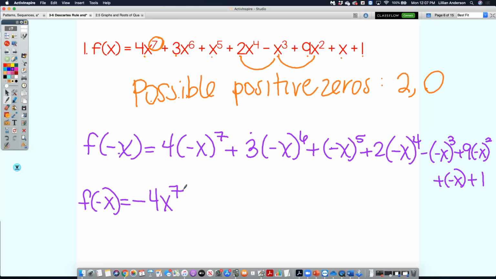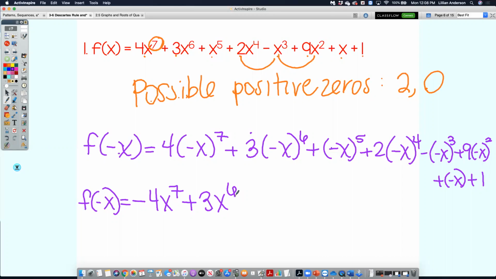But when I raise a negative x to an even power, is that positive or negative? It's positive, so this becomes a positive x to the 6th. When I multiply by a positive 3, it gives me a positive 3x to the 6th. You want to simplify after you plug in your negative x.